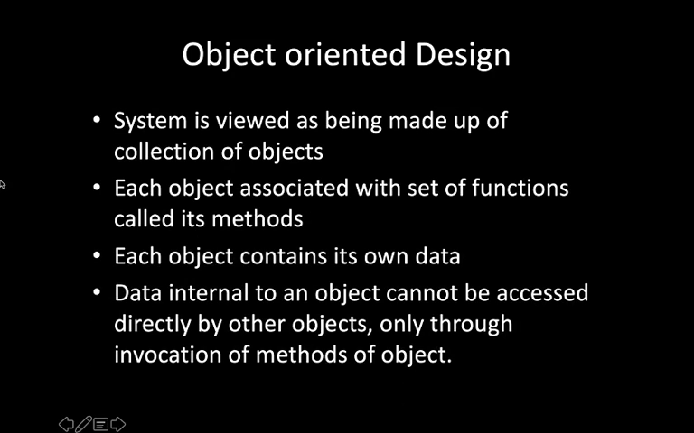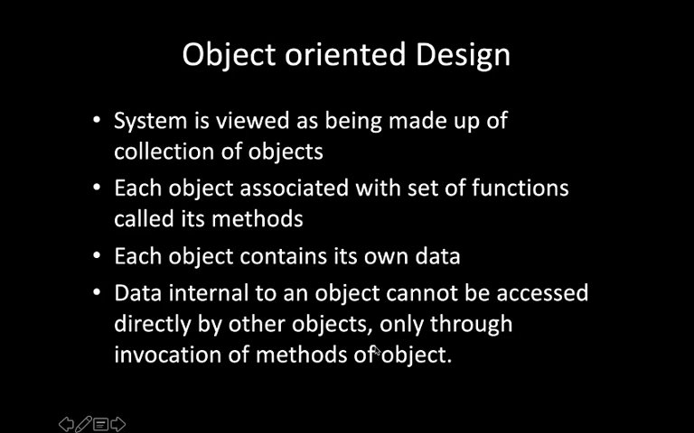Here a system is viewed as being made up of a collection of objects. You have already learned about object-oriented programming and all in other subjects in BTech, so you are aware of what object-oriented design is. The system will be viewed as a collection of objects. It is a collection of real world objects, and each object has some functions, which we call methods, and each object will also contain some data. So each object will have some methods and data.